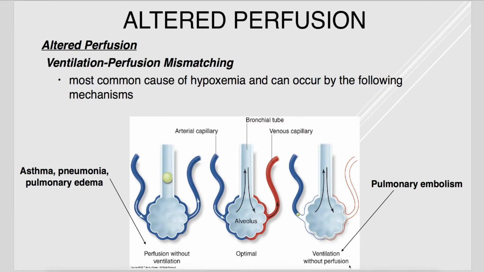We can also have ventilation without perfusion, where we can move air without a problem, but we can't move that oxygen into the blood or the CO2 into the lungs for some reason. And a good example of that is a pulmonary embolism.